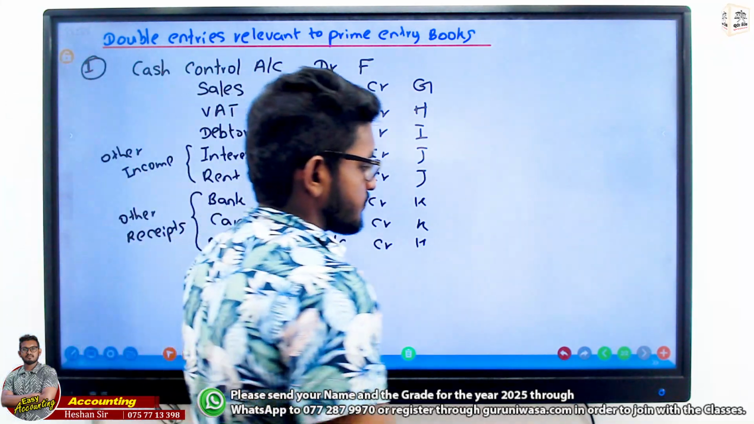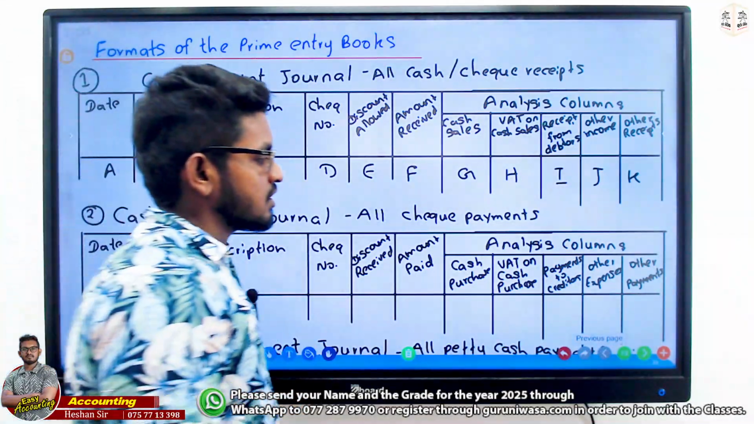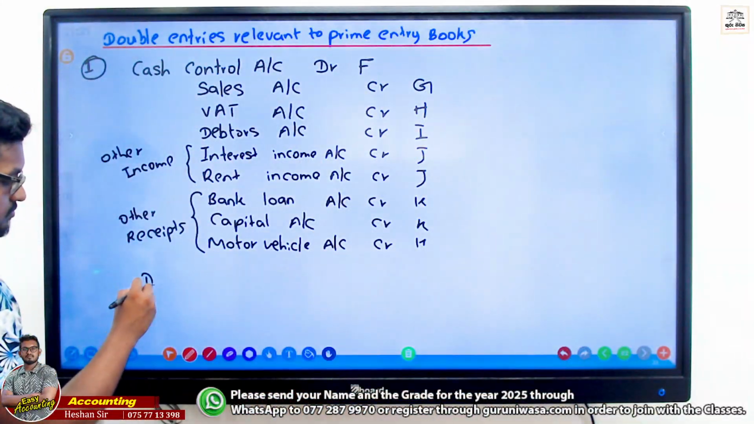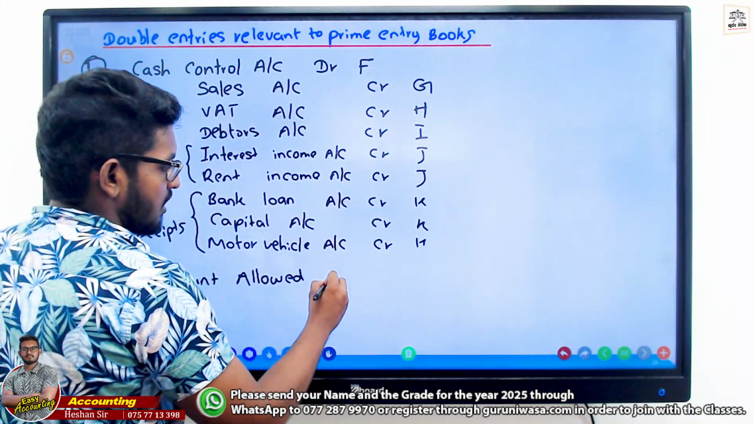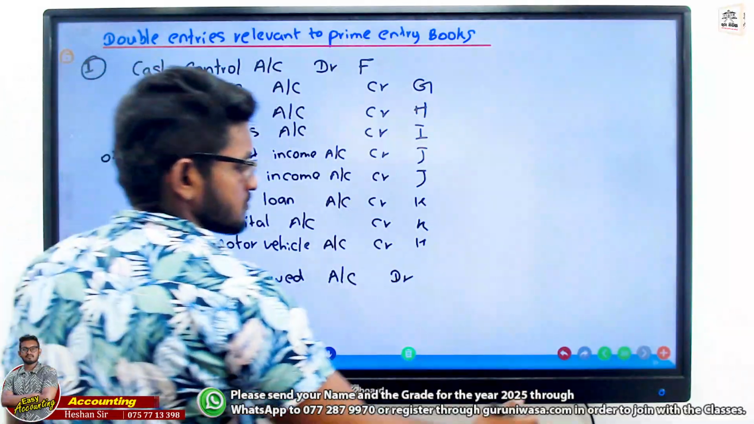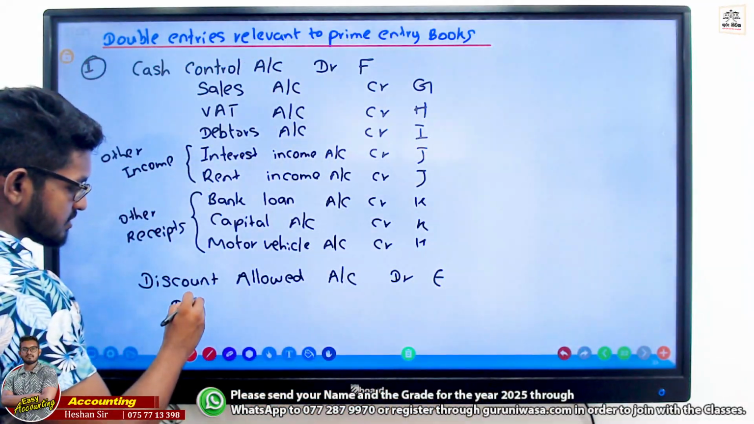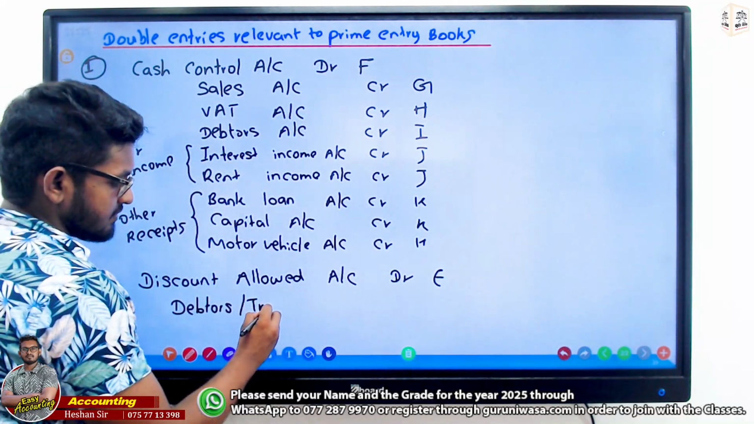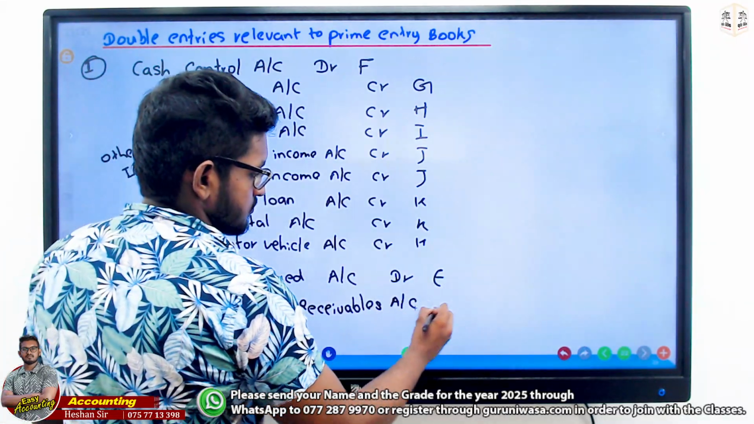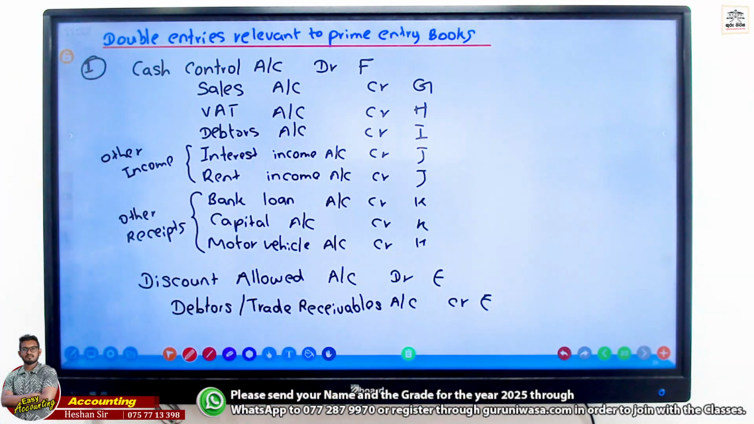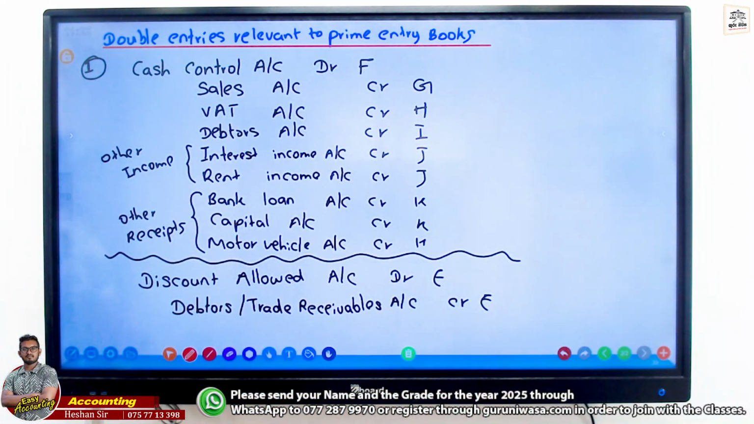And also you need to know the discounts we record separately. Last Saturday we discussed discount allowed account debit, debtors account credit. Discount allowed account debit, discount allowed is E. Debtors, trade receivables, credit E. This is the discount, right? We write two entries. This is how it goes. Clear to you? Send me a thumbs up.